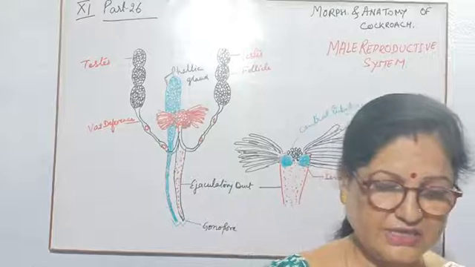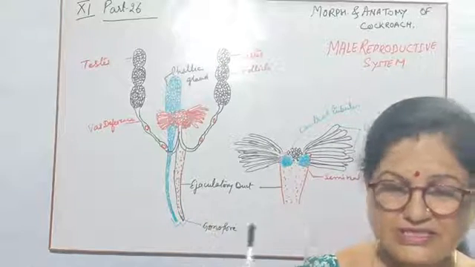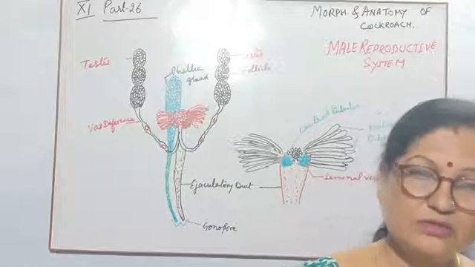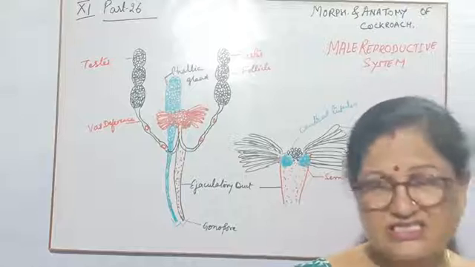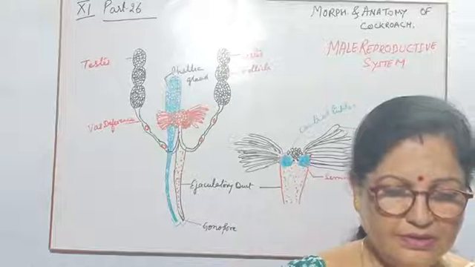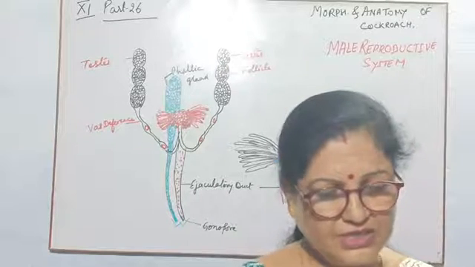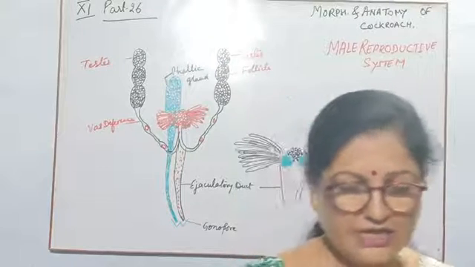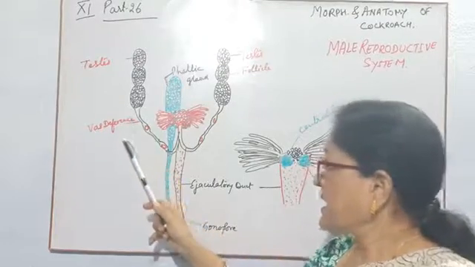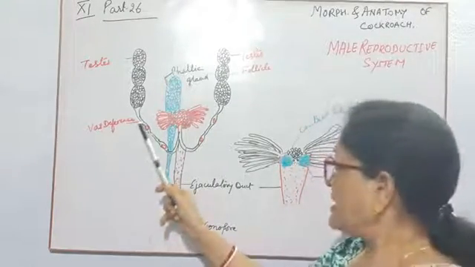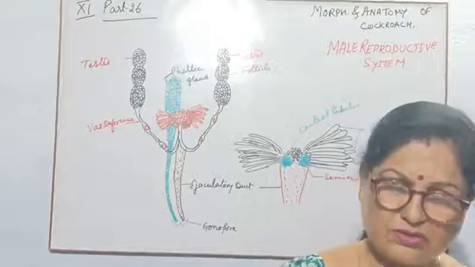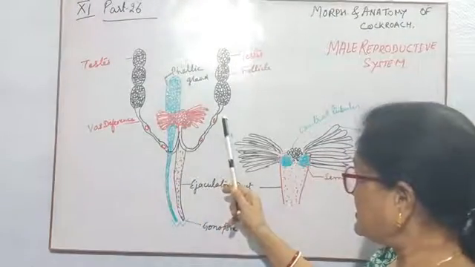The testis occupies the space between the fourth segment to the sixth segment of a male cockroach. Then 30 to 40 follicles are there in each. Follicles are very transparent, and from the testis, as in a human being, they also have a vas deferens or sperm duct. This is very small. From both the testes, the vas deferens is very small.